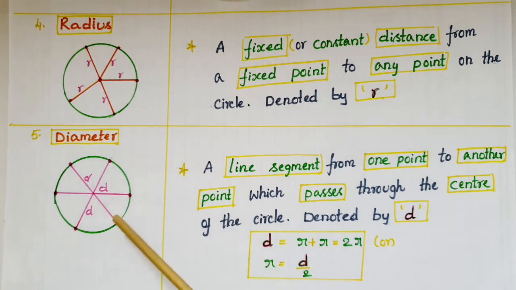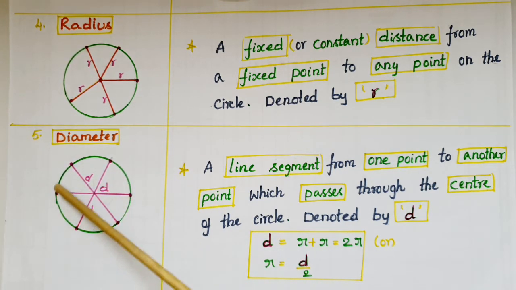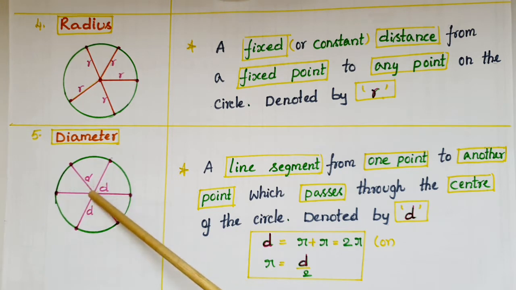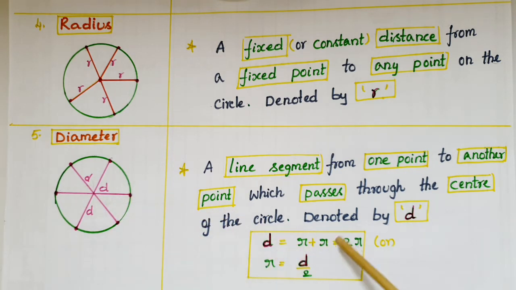And next one is diameter. Diameter is a line segment from one point to another point which passes through the center of the circle, and it is denoted by d. Diameter is twice the radius, that is d equals 2r, and r is equal to d by 2.